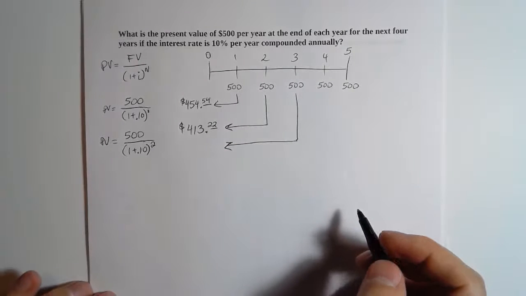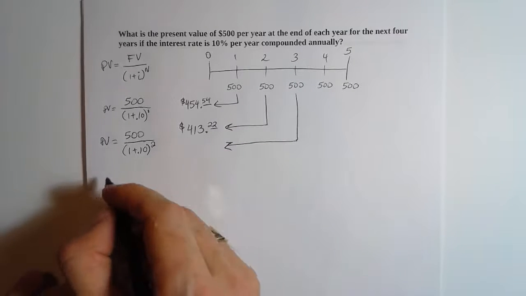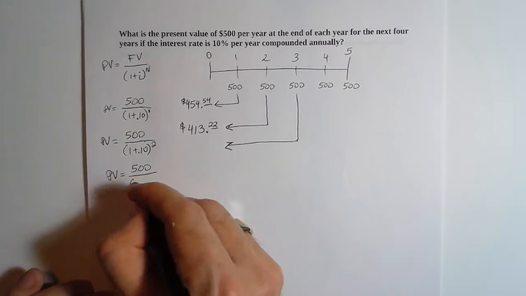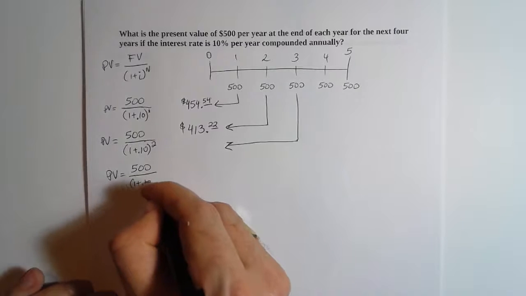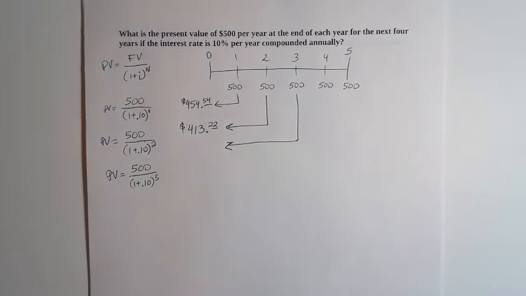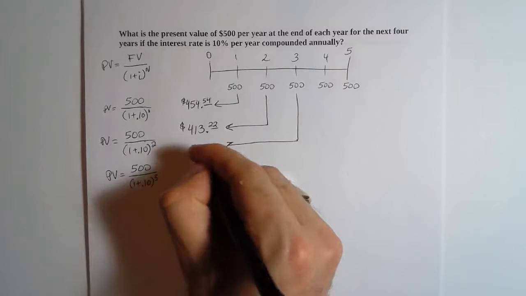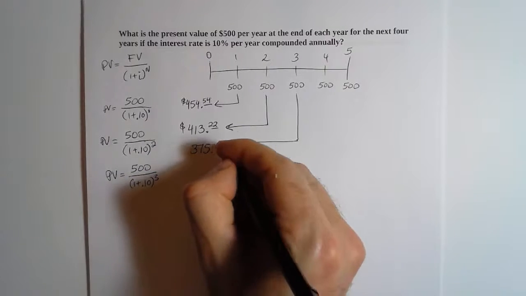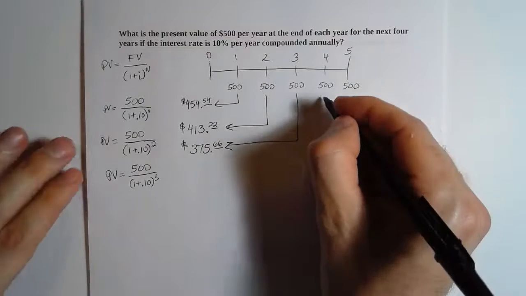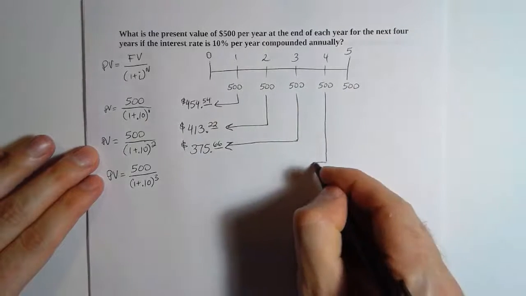Okay, so now we're going to do this for the third cash flow. We're going to do fundamentally the same thing. Present value is equal to $500 divided by 1 plus 0.10 raised to the third. And I'll give you a moment to try that. Okay, so if you paused the video, which I hope you did, and worked it out, then what you should have gotten was $375.66.